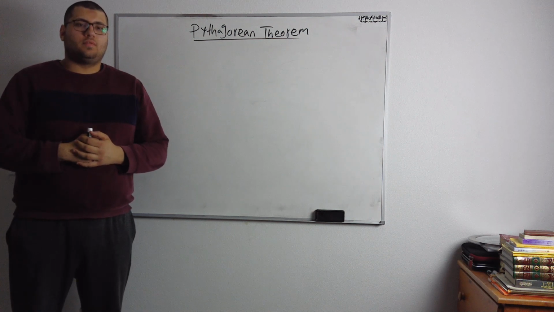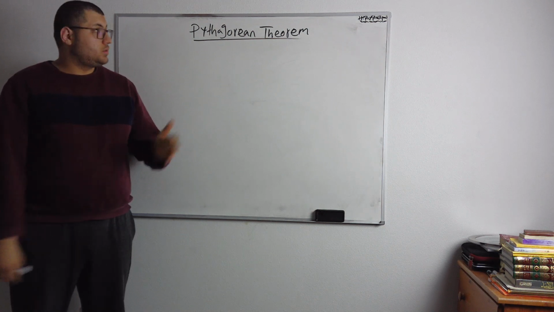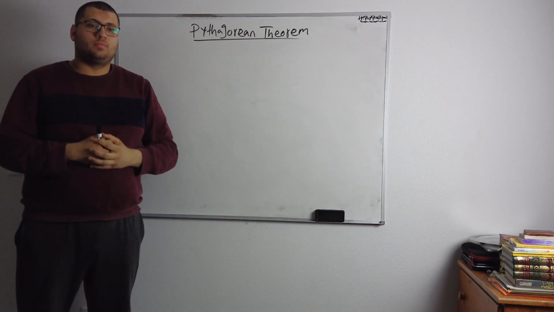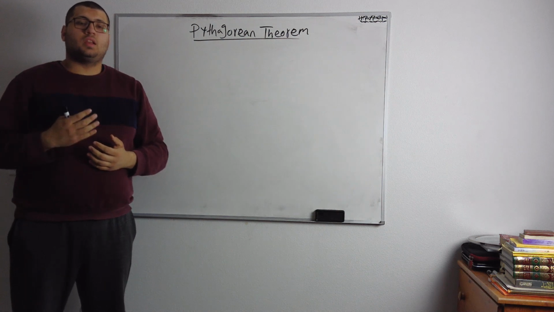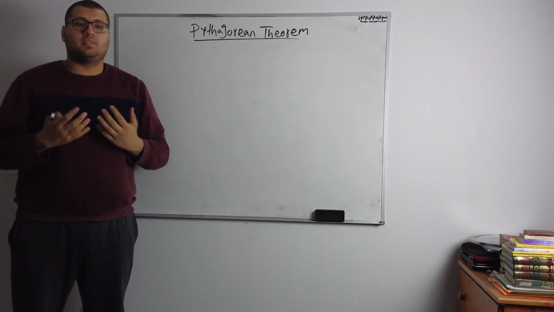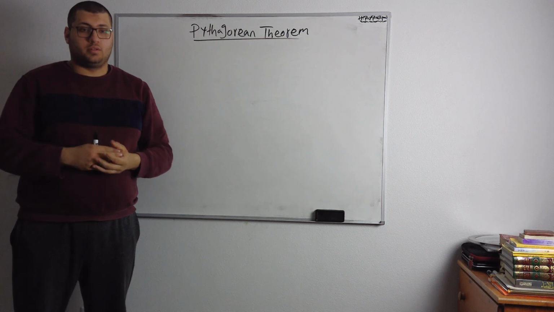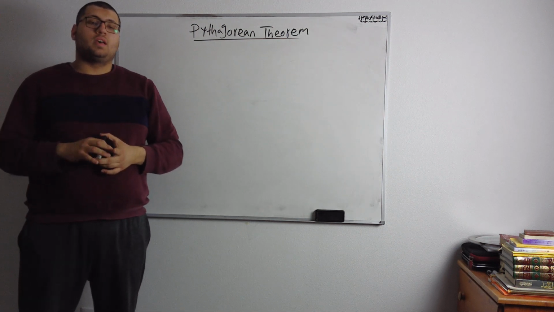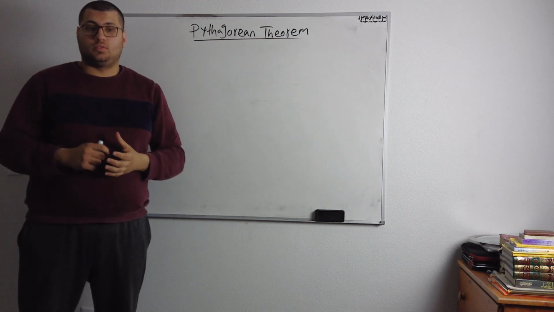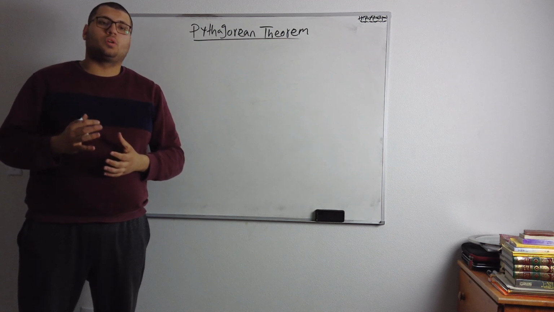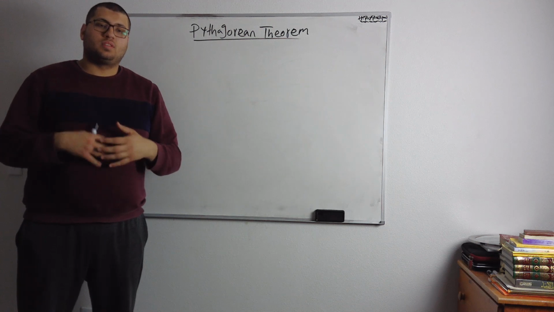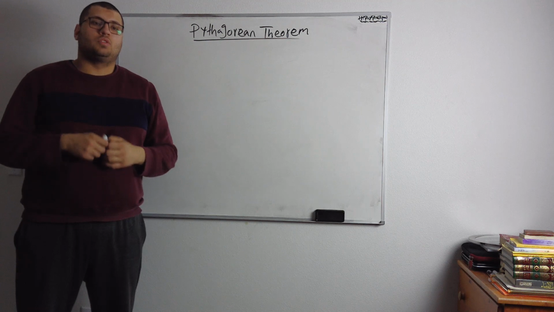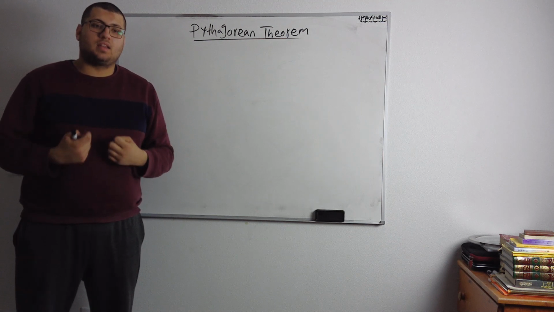As you can see in the title of the video, in this video we will cover the Pythagorean Theorem. The Pythagorean Theorem is a theorem that was designated to help us find a missing side in a right triangle. One thing you need to know about it is that it only works for right triangles. It doesn't work for any other triangles. It's only used to find a missing side in a right triangle.